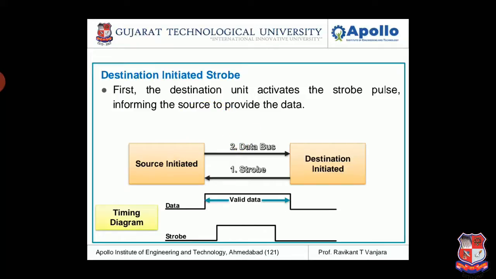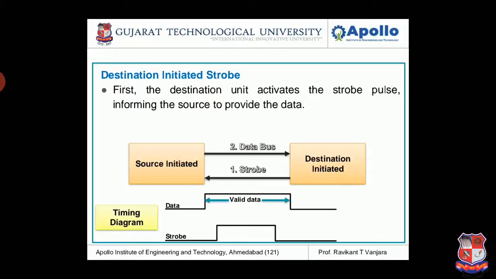Now this stop signal remains for a particular period of time, and then the destination unit deactivates the signal. After that, the source unit will also deactivate the data bus and remove the data from it. But the disadvantage here is that whenever the destination unit initiates the stop control signal, the source unit places the data on the data bus, but the destination unit is not aware that the data is being placed by the source unit. So the destination unit here is unaware about the data being placed by the source unit on the data bus.